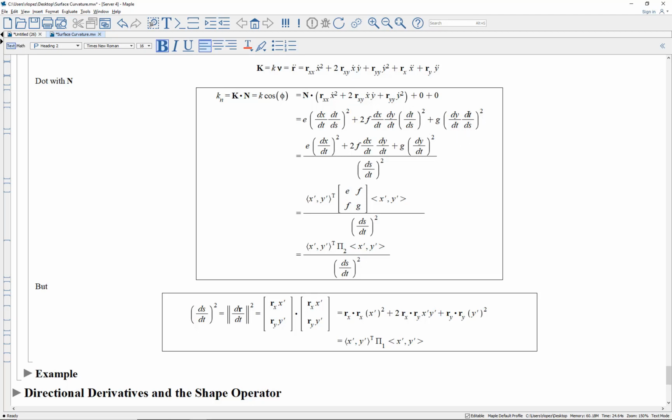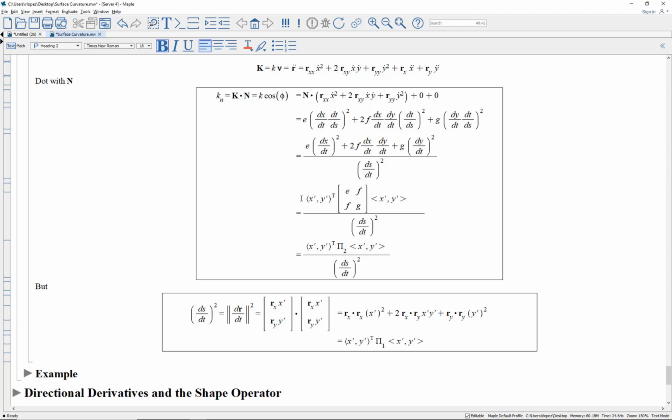Okay, pull out the (ds/dt) squared and put it in the denominator as ds dt. So the numerator is in the form of this second fundamental form, a quadratic bilinear form. Okay, the numbers E, F, F, G, X prime, Y prime. That is a vector you could easily compute.